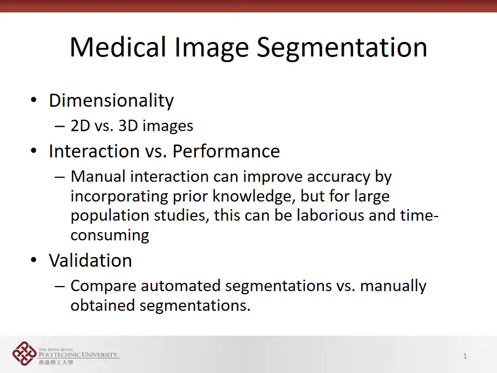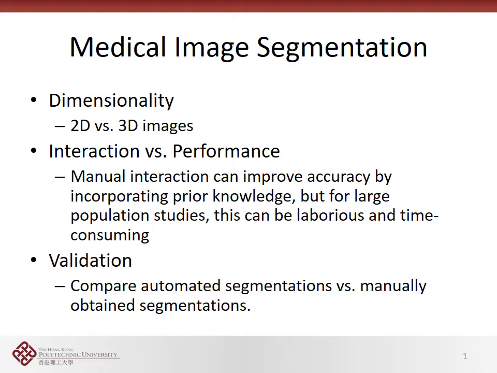But for large population studies, such manual interaction can be laborious, time-consuming, and costly, right? We cannot ask a doctor to provide interaction in a large number of images. It is expensive and time-consuming, particularly in 3D image processing. We would have to ask the doctors to provide the interaction slice by slice. It's laborious and time-consuming, right?